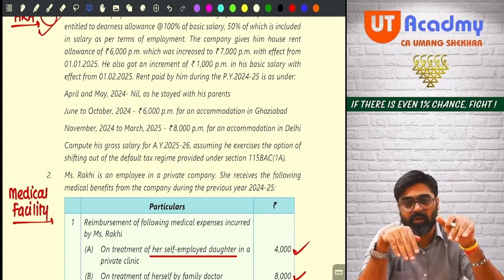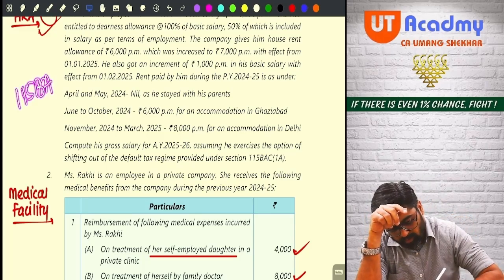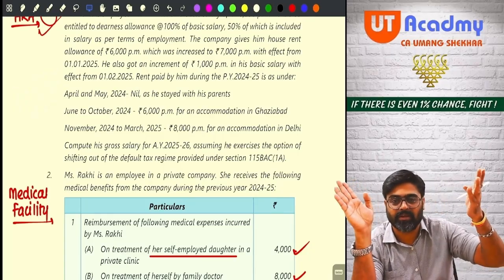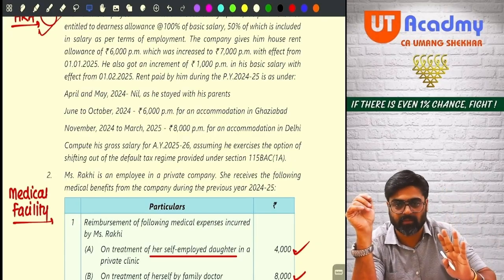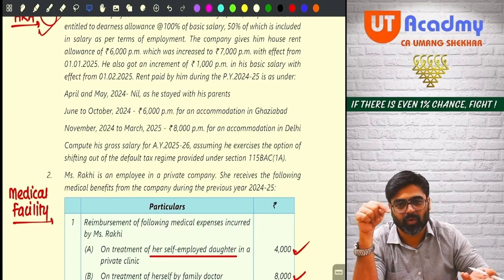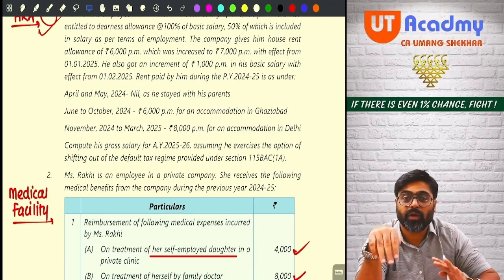But if they tell you that the assessee is not shifting out of 115 BAC, he is following 115 BAC, in that case my entire HRA will be taxable, entire basic will be taxable, entire DA will be taxable. There will be no exemption of HRA. Total will be my gross salary. Getting my point? So what are we doing now?